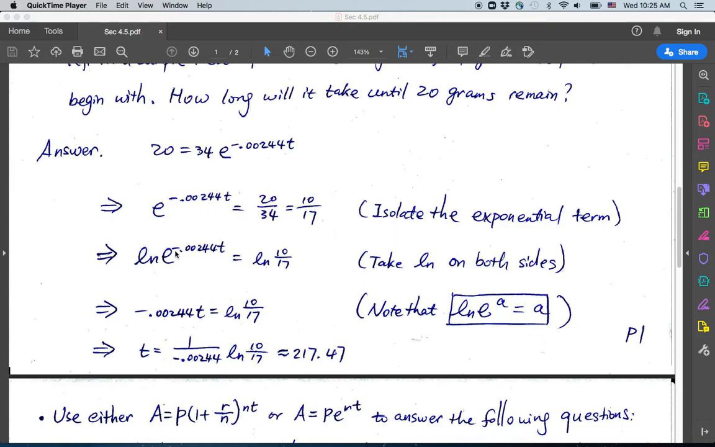So with this, the exponential form and the logarithmic form got cancelled. Really, this brings down the exponent.